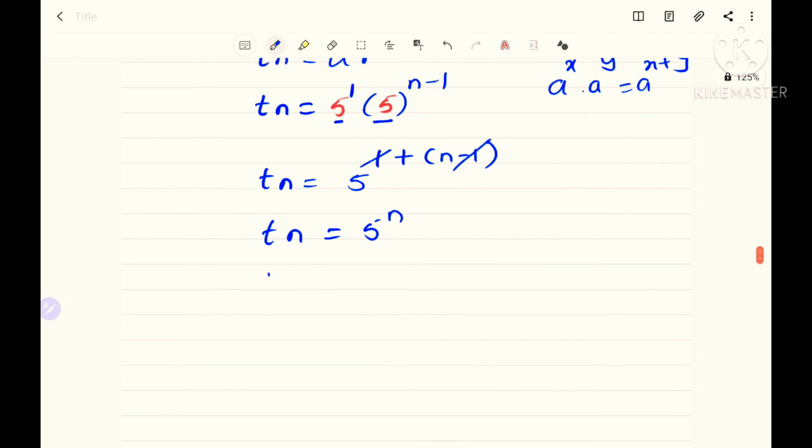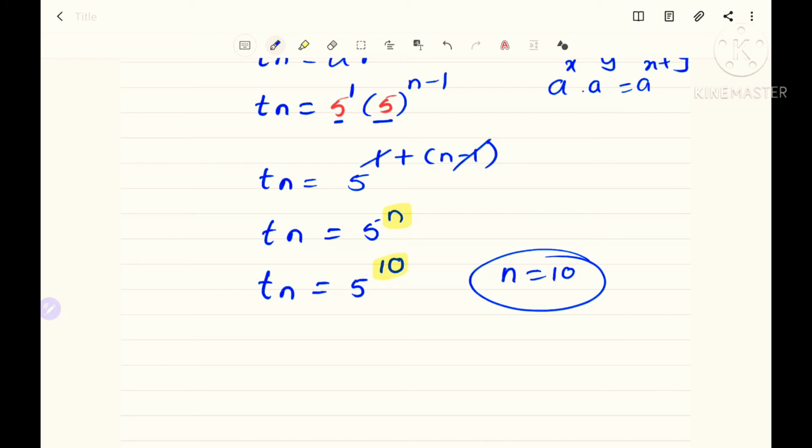This question you can solve very easily by observation. They want the term in which 5 raised to 10 is present. That clearly indicates this n in this case is 10, right? So this gives you an idea. The n value in this case is 10. That indicates it is the 10th term in which 5 raised to 10 is present. So this is the meaning of this question.